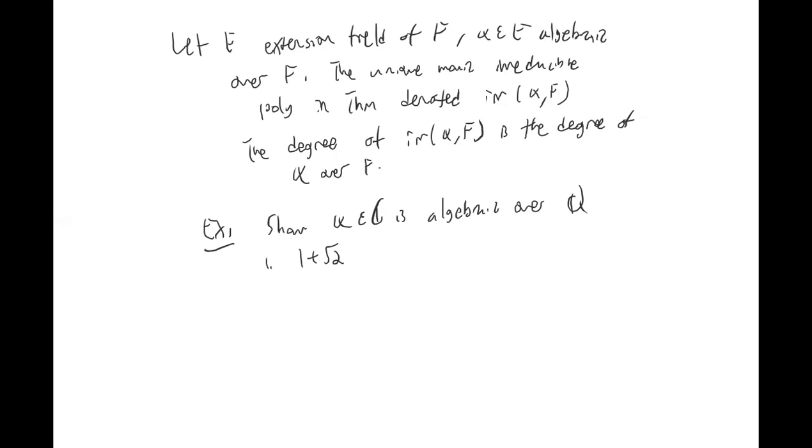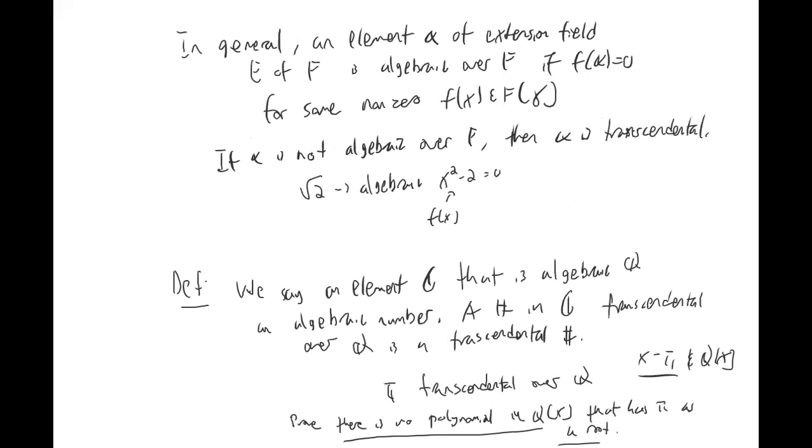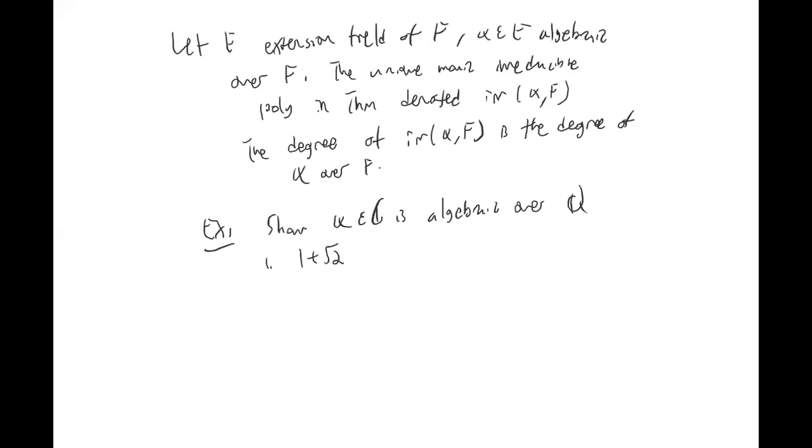Good. Does anyone have any idea? So let me go back to the definition of algebraic. Your number is algebraic if you can find some polynomial that has that number as a root. In this case, it's asking: find a polynomial over Q, in Q[x], that has 1 plus root 2 as a root.